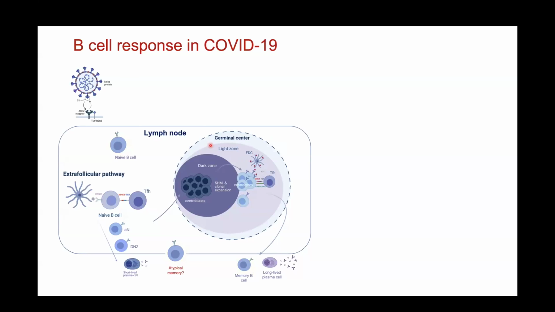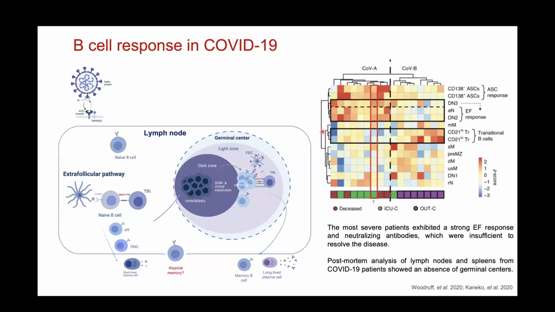centers. And this process can lead to the development of memory B cells and long-lived plasma cells to produce antibodies with higher affinity than in the extrafollicular pathway. Also, atypical memory B cells have been reported in COVID-19 and other diseases, but the development pathway and the roles of these cells are still unclear. And this is the normal, or standard, response of the B cells against the virus.